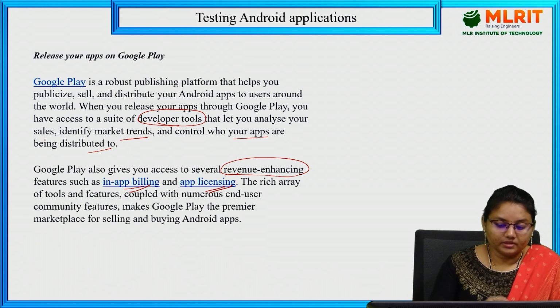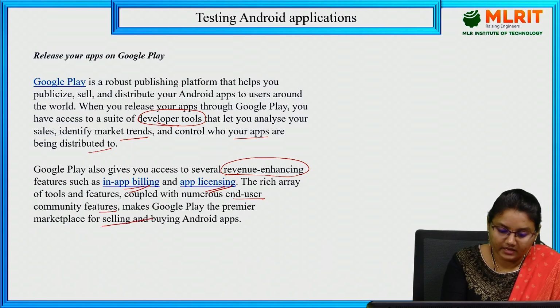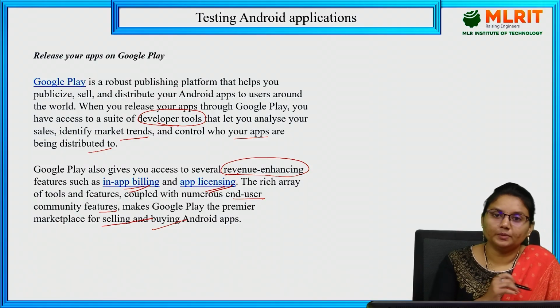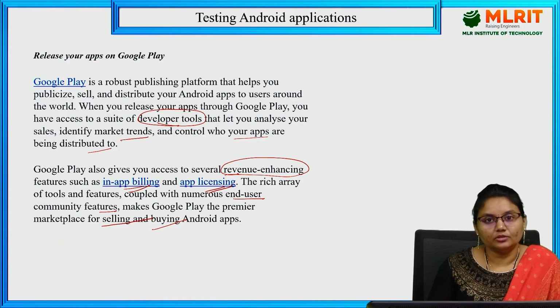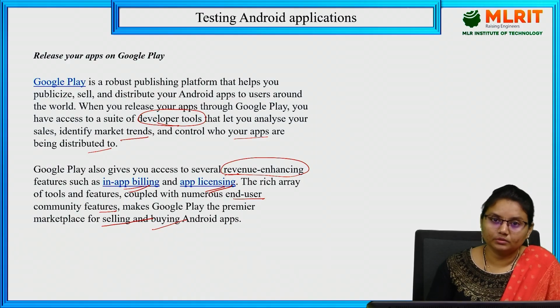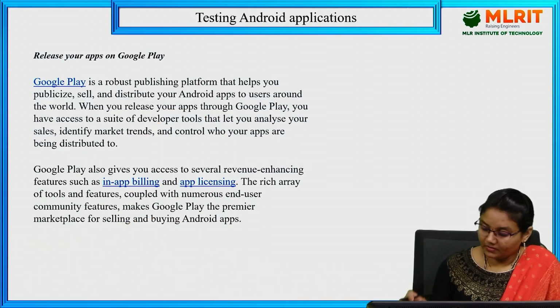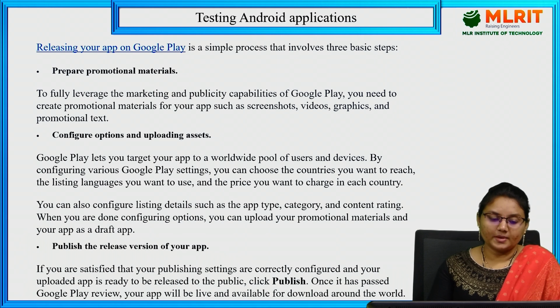And the rich array of tools and features, coupled with numerous end-user community features, makes Google Play a premium marketplace for selling and also for buying Android applications. If you want to sell, you put it, release it and publicize it to all the end users. If you want to buy, you can do it from the Google Play marketplace only. So this is how Google Play plays an important role in Android mobile phones.